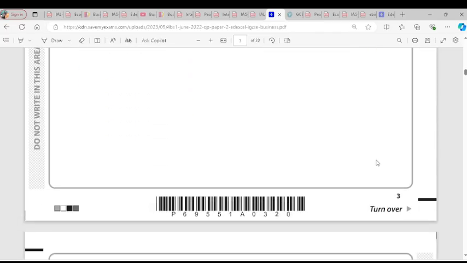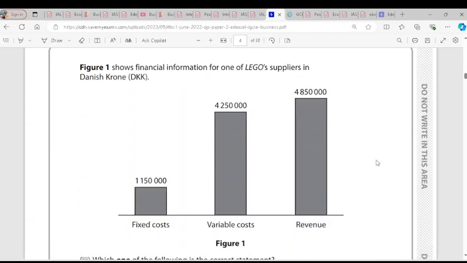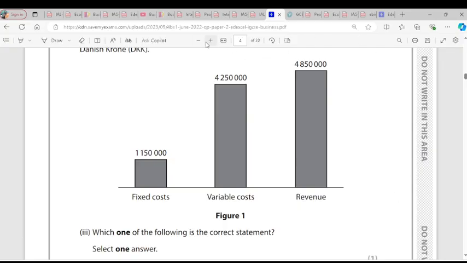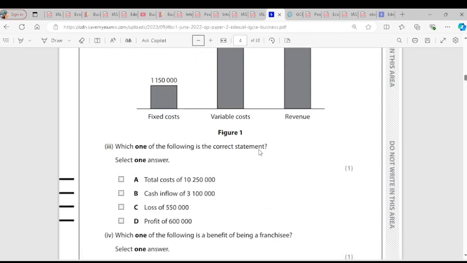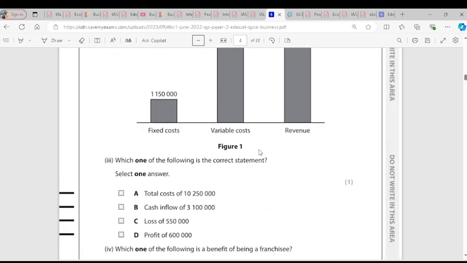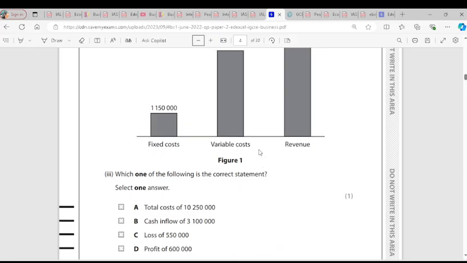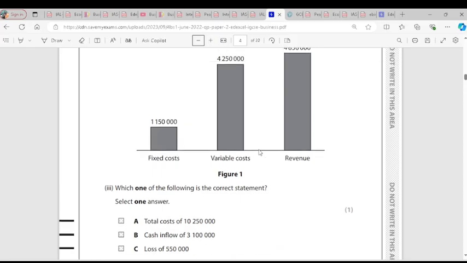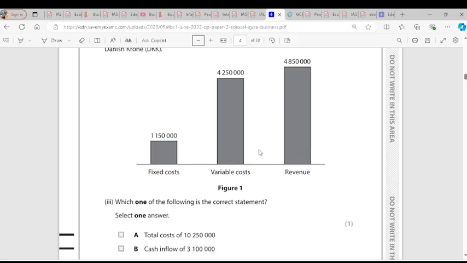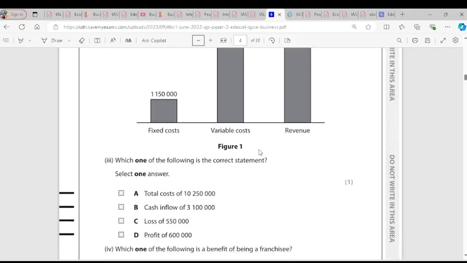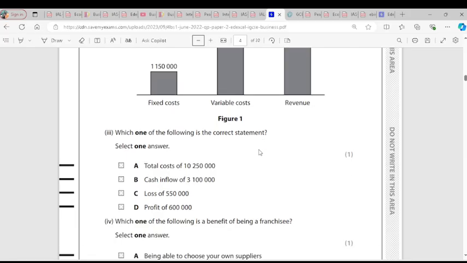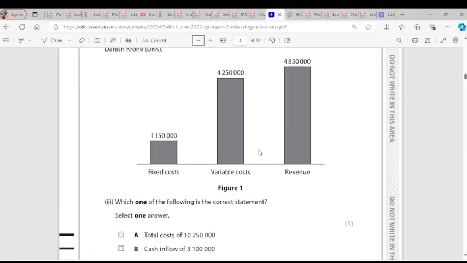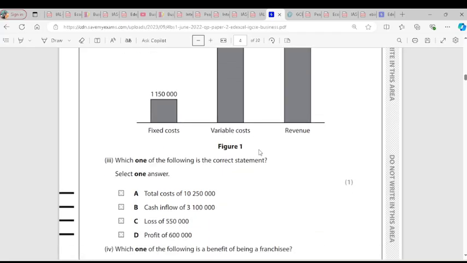Roman figure 3. We have the bar chart. So there's fixed cost, there's variable cost, and revenue. Now they said which one of the following is the correct statement? Total cost is 10,250,000. Total cost is variable cost plus fixed cost. And when you check this, 4.2 plus 1.1 is not going to give you 10 million. So it's not A. Cash inflow is 3.1 million. No. Cash inflow is revenue, which is around 4.8.